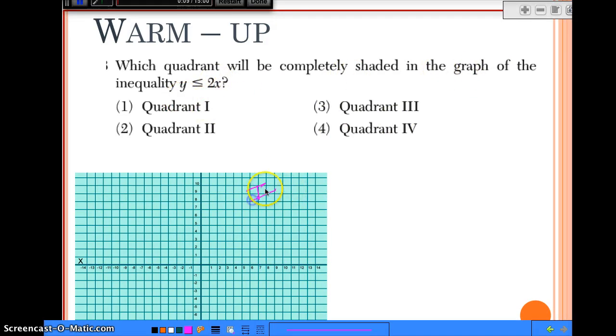Understand that this is the first quadrant, going counterclockwise, second, third, and fourth in Roman numerals. Y is less than or equal to 2x. The less than or equal to means it's going to be a solid line versus a dotted line. We also know that this is a linear inequality, so my slope is equal to 2 over 1, and my y-intercept is equal to 0.